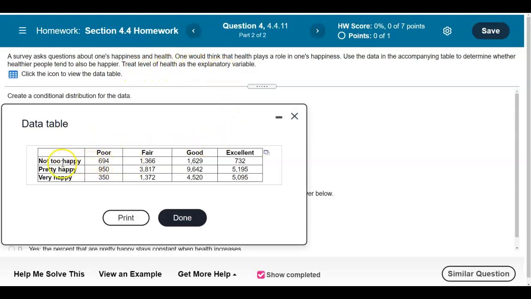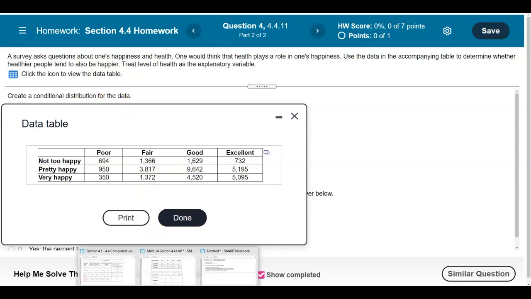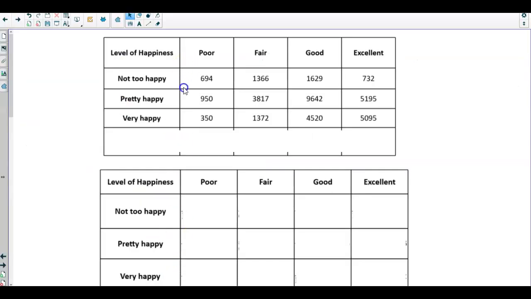So here is our data. The columns represent poor, fair, good, and excellent, and the rows are not too happy, pretty happy, and very happy. And here are our survey results. What we want to do is create a conditional distribution for the data. In order to do that, we first need to find the totals of each of these columns. So let's go ahead and do that.